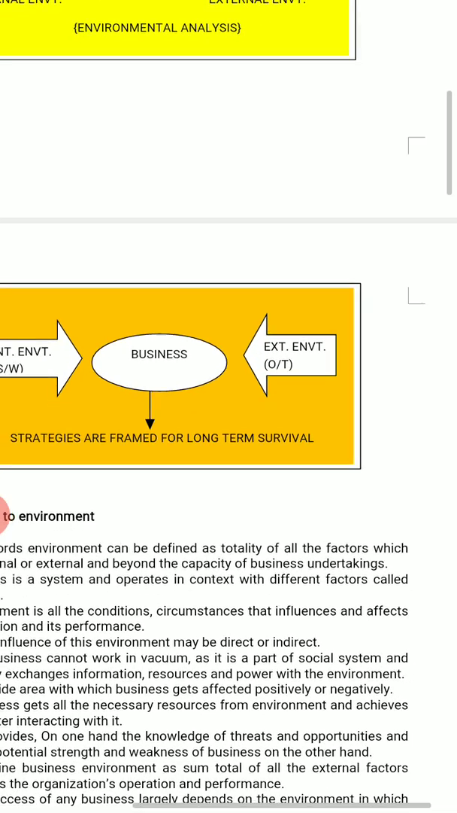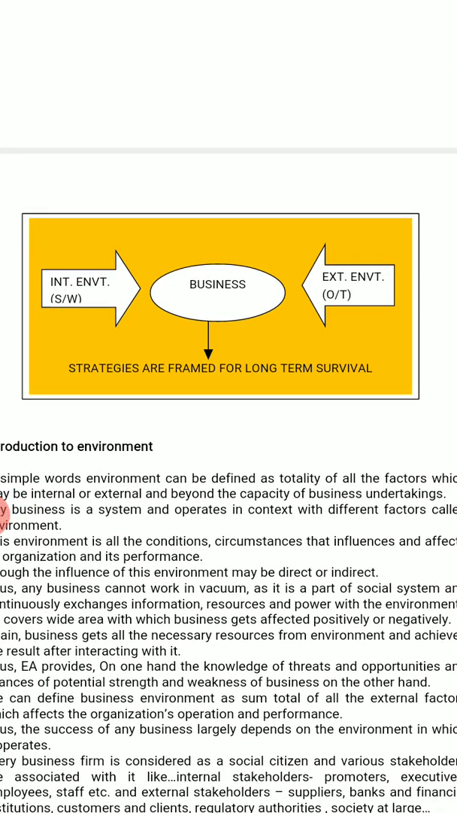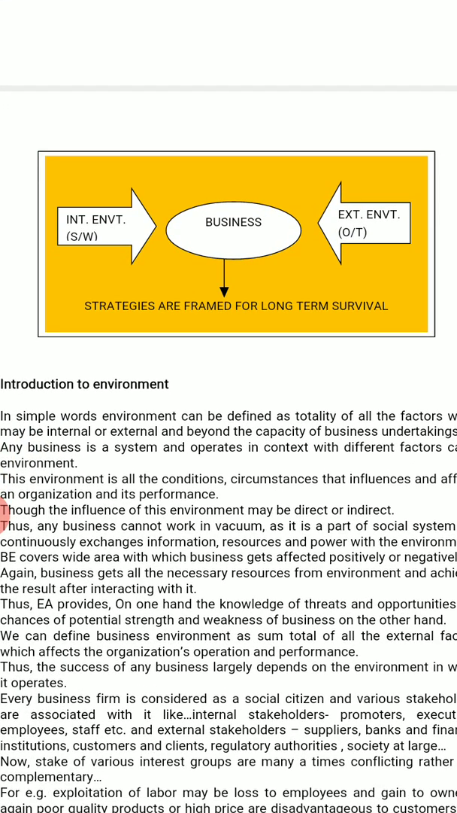Now, as you can see in the next diagram here, a business is connected with two arrows, right? The internal environment gives us the strengths and weaknesses. On the other hand, the external environment provides us with the opportunities and threats. And strategies are framed by the business using these strengths, weaknesses, opportunities and threats that you have studied, for the long-term survival of the business, right? So that is what is known as environmental analysis.